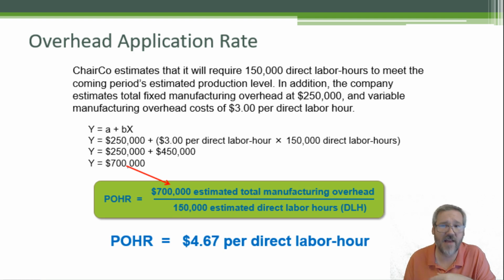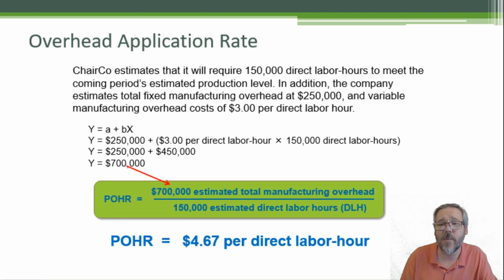So again, this is what I've decided up front, right? So this company's total overhead costs are made up of the 250,000 that is my fixed overhead, plus $3 per direct labor hour. And I've already told you that I expect to need 150,000 direct labor hours in the coming period.